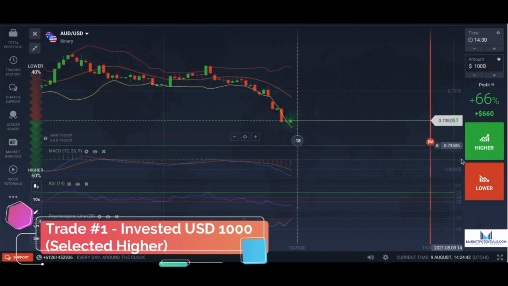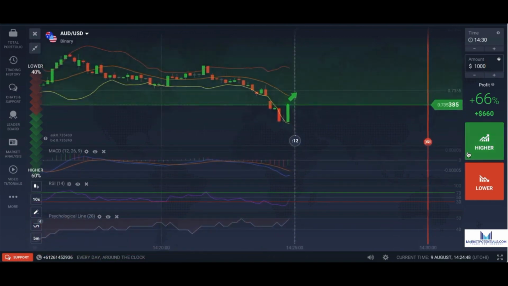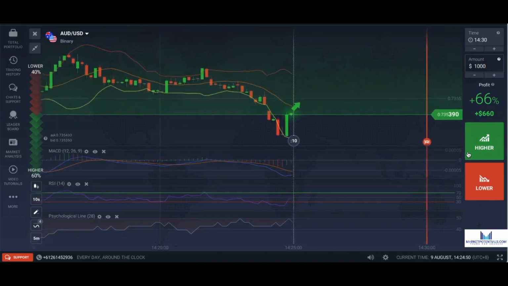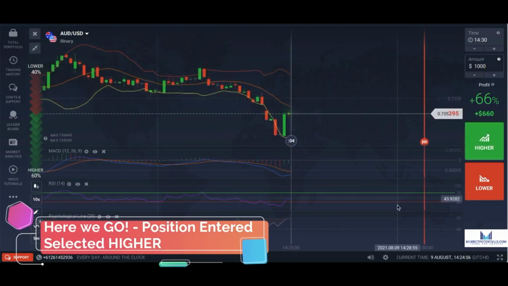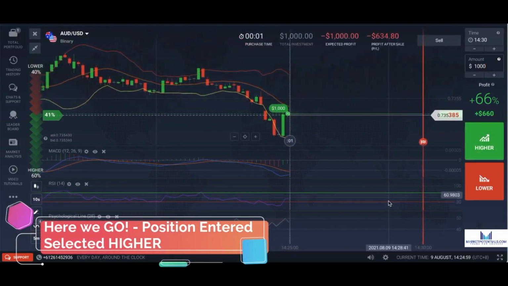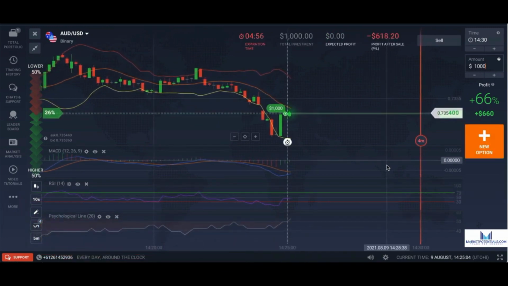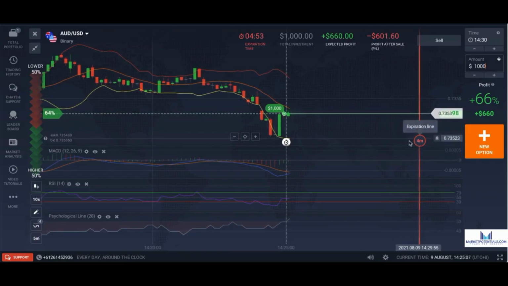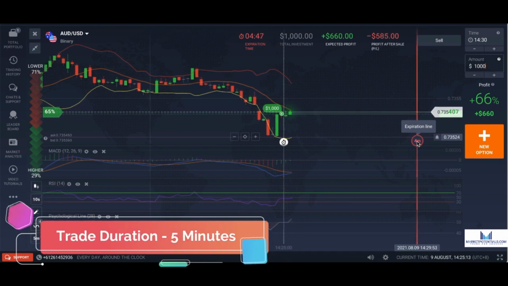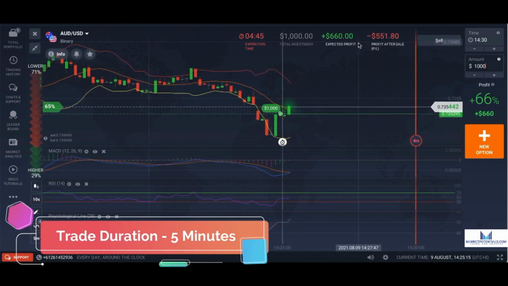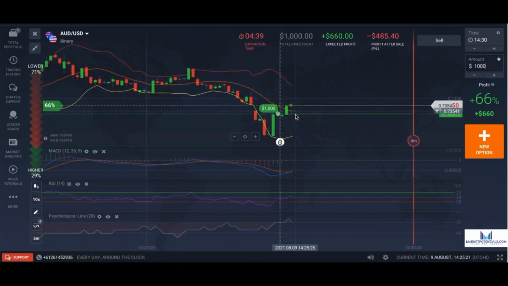Again, I'm going to be selecting higher, okay? But like I said, no rush, so take your time to do that. Let's see if we can get a slight drop before we jump in. Okay, that's good enough. I'm taking the trade. So I have jumped into the trade, as you can see. I've put in higher and I've put in $1,000. Now I'm in the trade for 4 minutes, the duration of the time from here to here, the expiration line. And in order to walk away with a $660 profit, I need the price to stay above the green line.